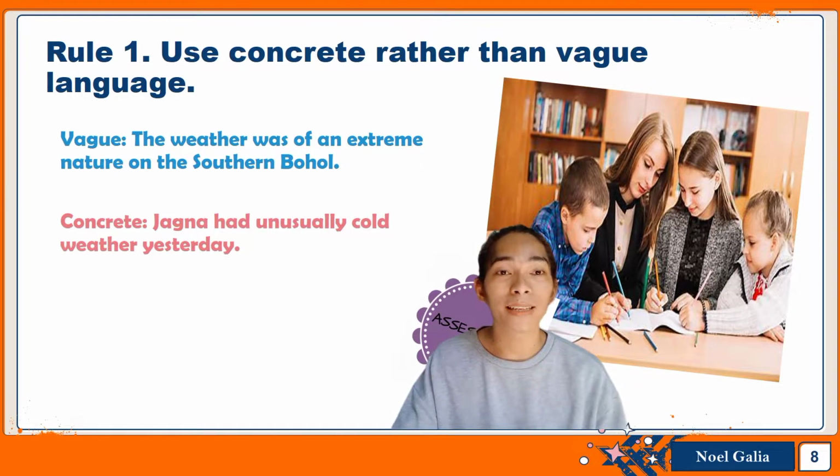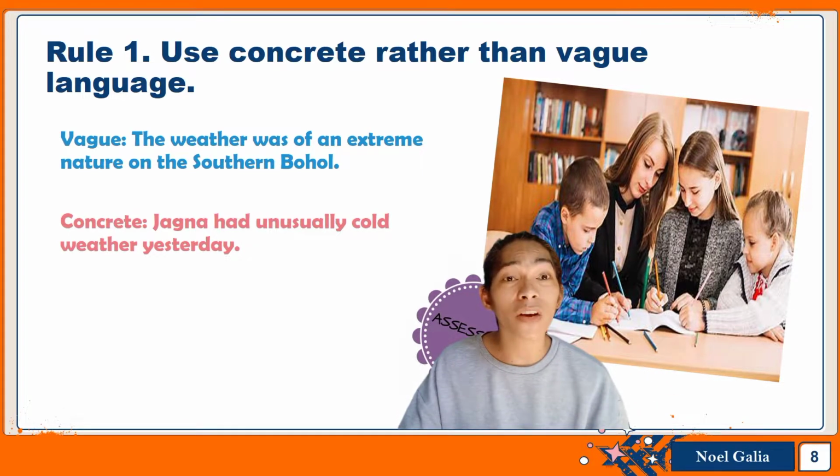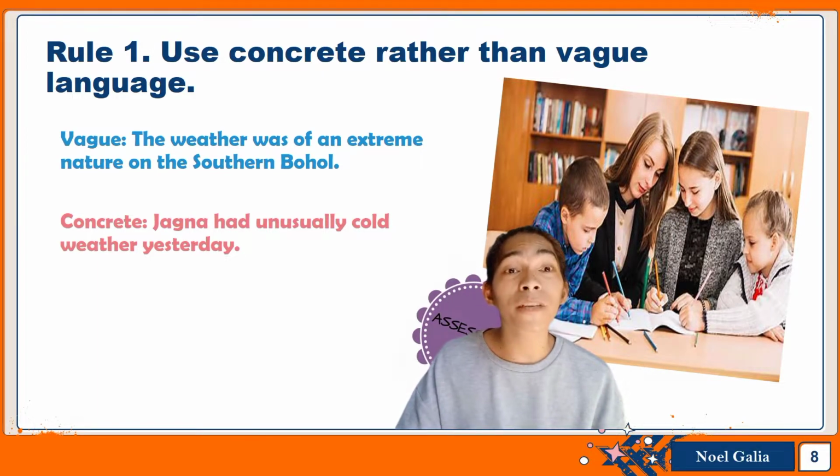Example, vague: The weather was of an extreme nature on the southern Bohol. This sentence raises frustrating questions. When did this extreme weather occur? And what does "of an extreme nature" mean? Also, where specifically in the southern Bohol did this take place?